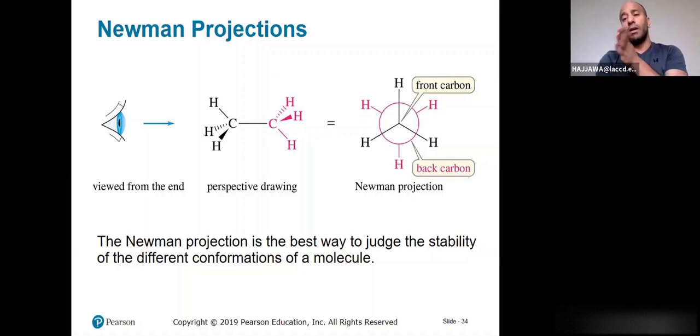We're going to learn later on today how to do conformation of a cycloalkane. That's going to be slightly different from how we're going to do it for alkanes. So looking at this molecule, which is ethane, usually the Newman projection is a representation of a bond within the molecule. In this case, it's the bond between the two carbons.